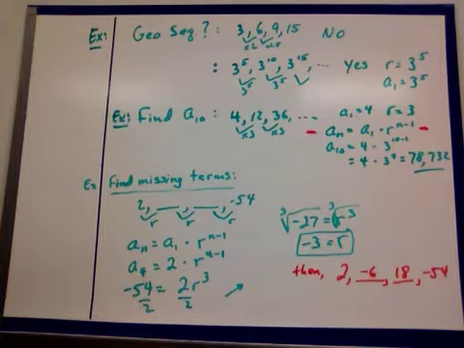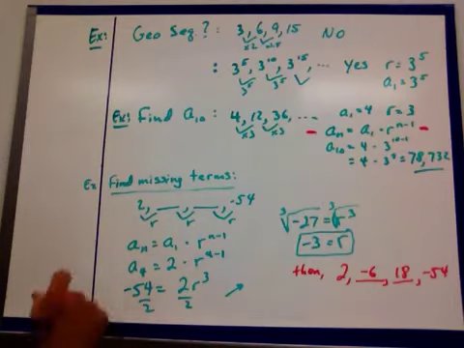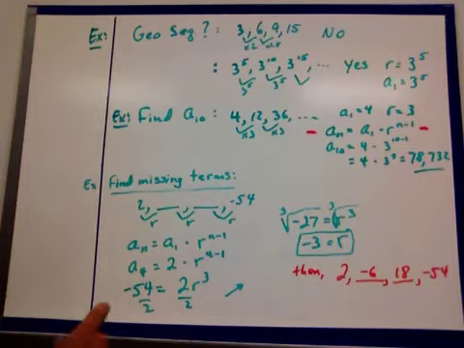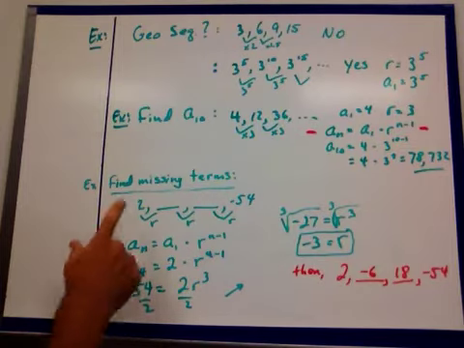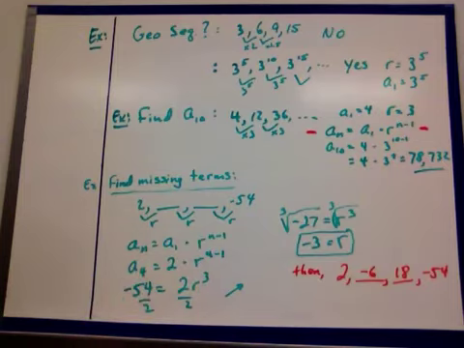Just like with arithmetic, what do you do if you're missing some terms? Like we go from 2, blank, blank, negative 54. We want to fill in the blanks. So I'm going to use my formula again. I know my first term. I know my fourth term. I know my fourth term is negative 54.